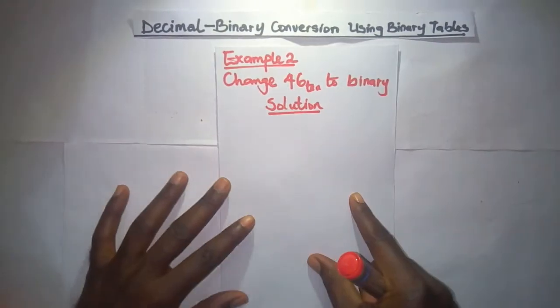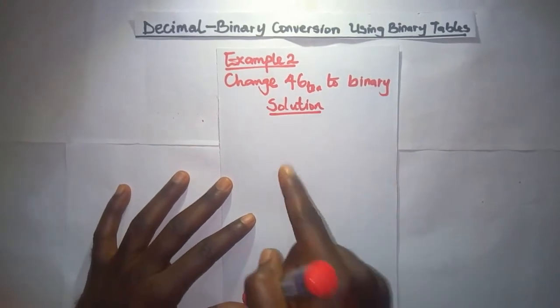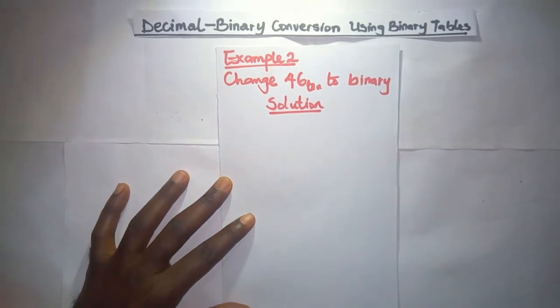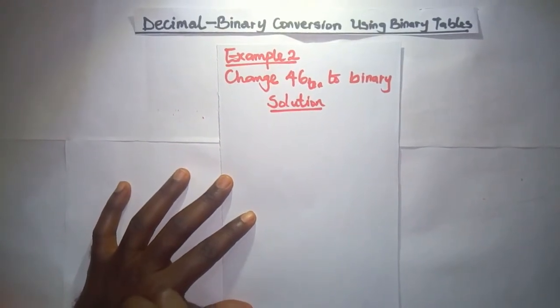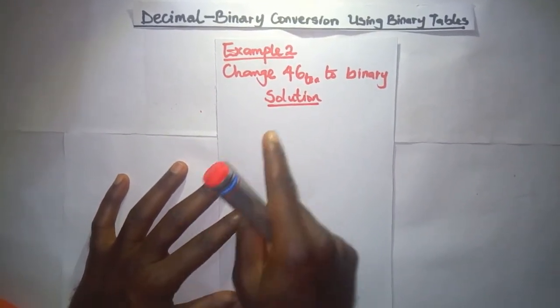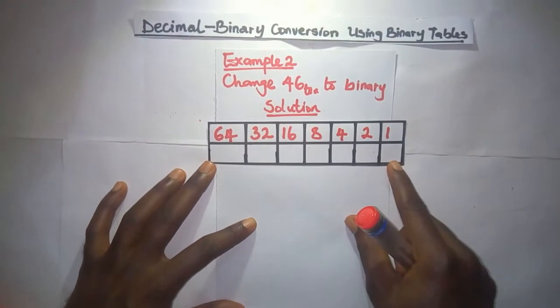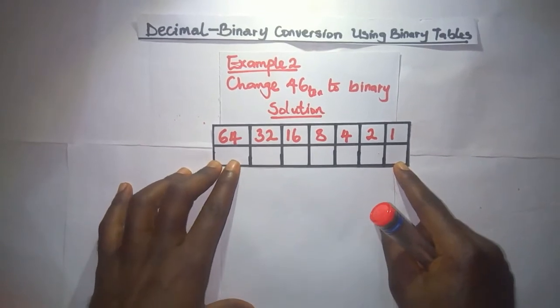Now in the second example, we are to convert 46 in base 10 to binary. So we need a binary table that at least has a number that is bigger than 46. Now this is our binary table that we'll be using.